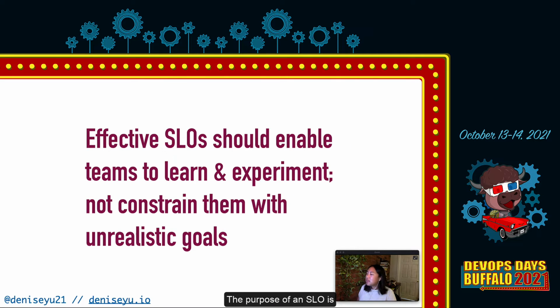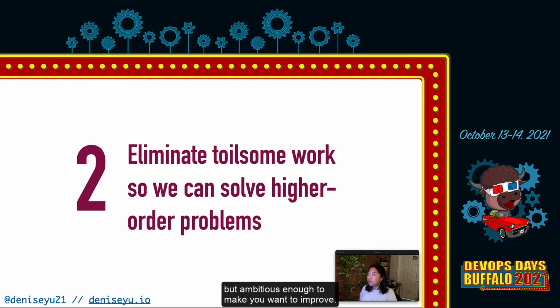The purpose of an SLO is to establish an experimental baseline. If you're on track to surpass your SLOs, in other words, you have room in your error budget, it means you have the freedom to run experiments during the rest of your cycle. SLOs shouldn't be so hard to achieve that teams spend all their time trying to land their targets, but they should strike that balance of being realistic enough to be attainable, but ambitious enough to make you want to improve.